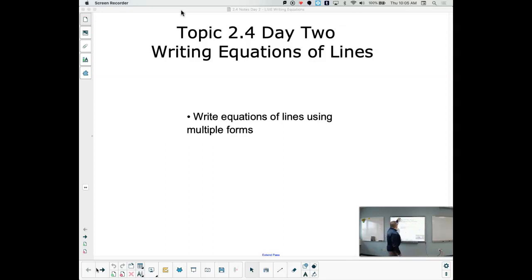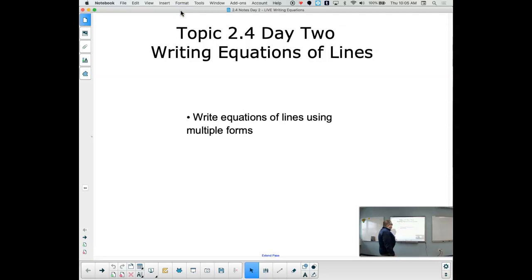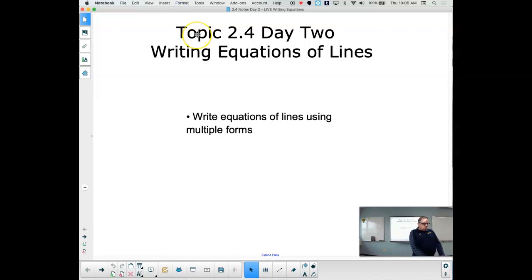Let's do some day 2 type of stuff here. Yesterday, you had a video on 2.4, day number 1. It talked about writing the equation of a line given 2 different conditions: given the point and the slope of the line, and then given 2 points. We're going to expand on that a little more today and go more in depth with those.